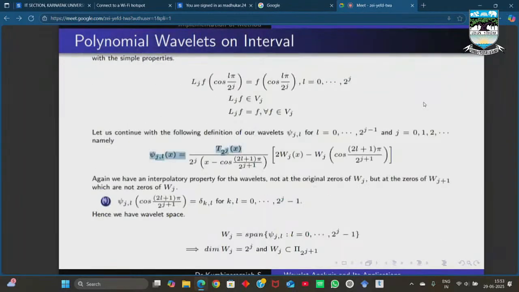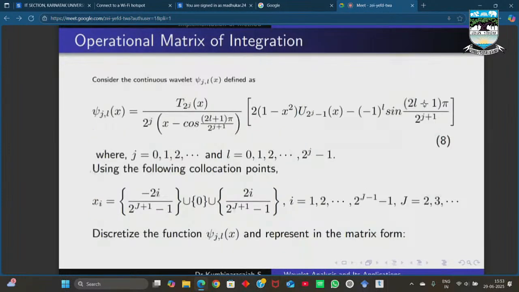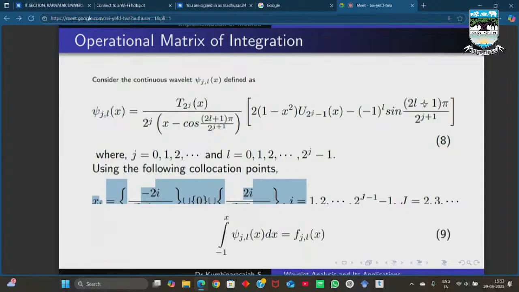So this is the wavelet I am considering in my wavelet method. Now I create the operation matrix of integration. I use this wavelet at collocation points to create the operation matrix, choosing different values of j, l and capital J. I form the operation matrix.